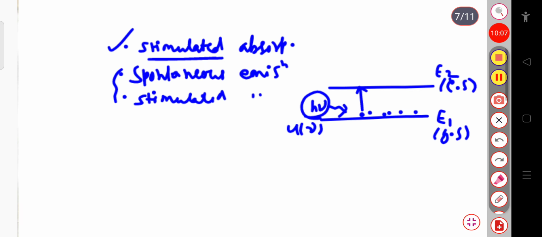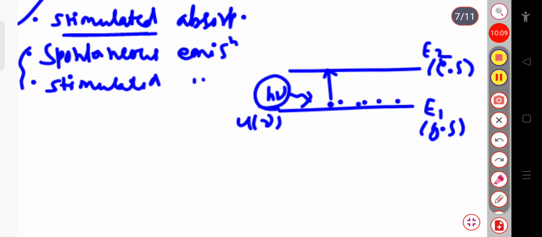Now again, let us see what will happen in case of spontaneous emission and stimulated emission. If you have not seen the last lecture on spontaneous emission, stimulated emission and stimulated absorption, I'll share the link in the description box. So in case of spontaneous emission, first of all, by absorbing this amount of energy, h nu, the atom goes to the higher state, suppose the E2 state.